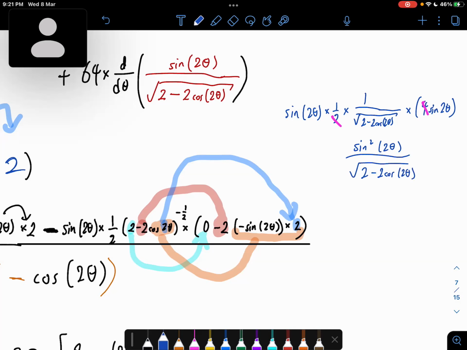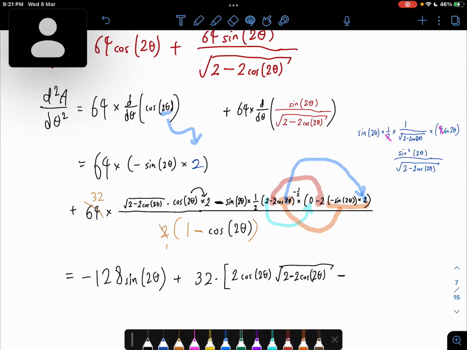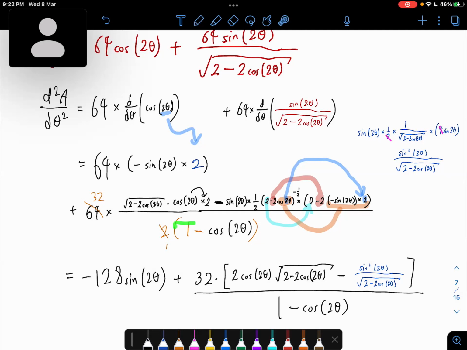Is it okay so far? Okay, good. Then copy and paste. Put it here. Close the bracket. Black color. All divided by 1 minus cosine 2 theta. Okay, I cancelled off one of the factor 2 just now. All right, that's good. Simplifying is not so important. What's more important is to answer the question.